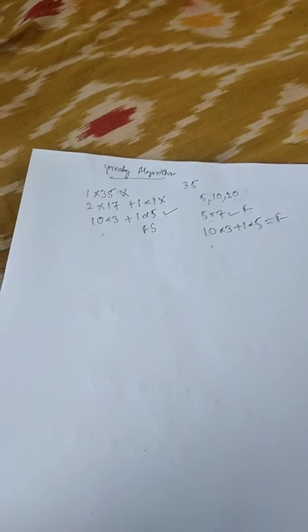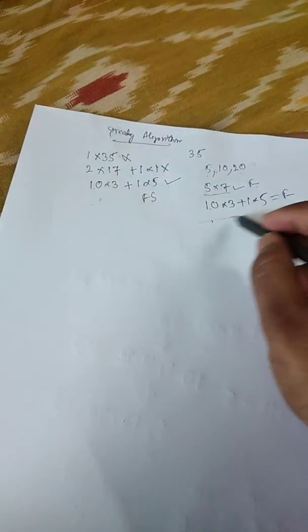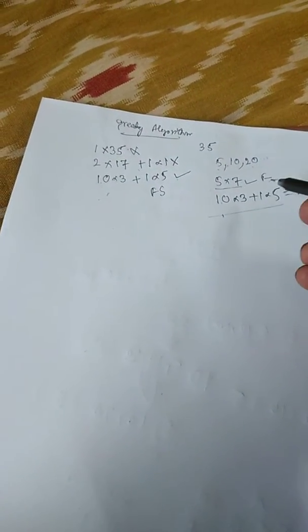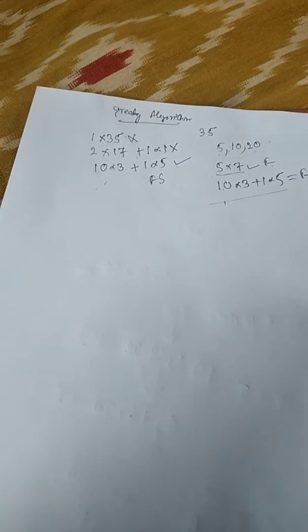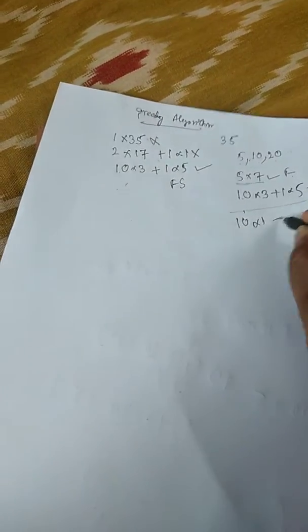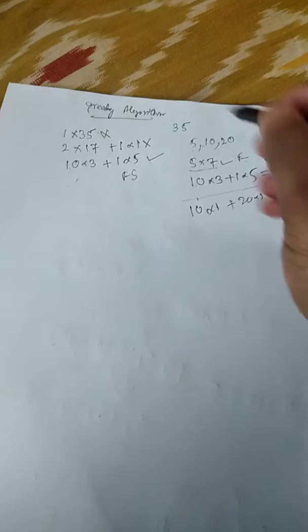Now if again I say that give me the combination which has the minimum number of notes. Now definitely this one is not my solution, neither is this one. All of them are feasible solutions, but my desired solution is the one which has the minimum number of notes. So definitely my desired solution is 10 into 1 plus 20 into 1 plus 5 into 1, because within those three notes it is possible to get 35 rupees.